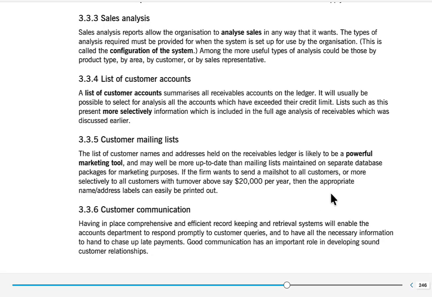This sounds simple, but it is one of the most practical tools in a receivables ledger system, especially for credit control. Think of it as your quick dashboard of customers, instead of a long, detailed report.